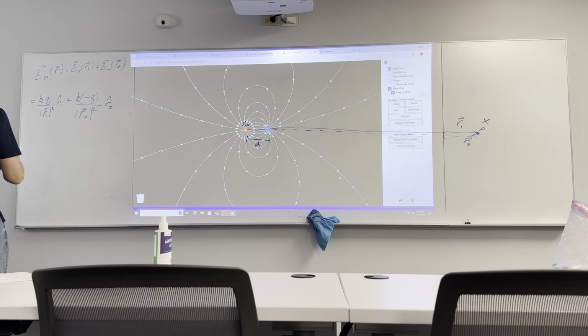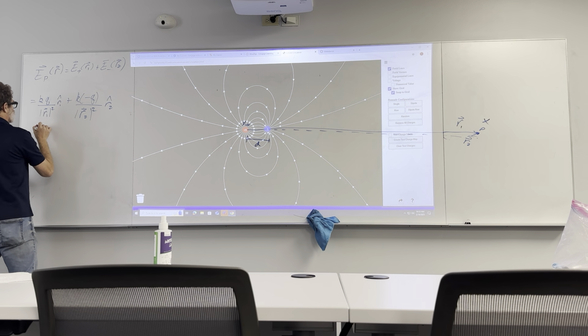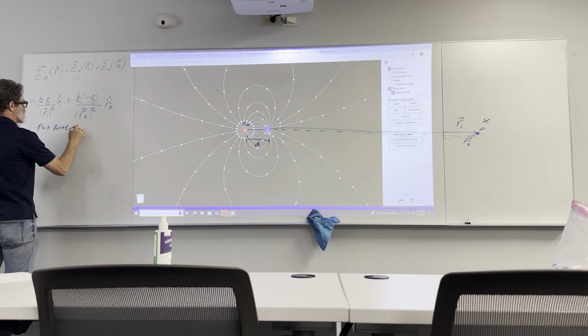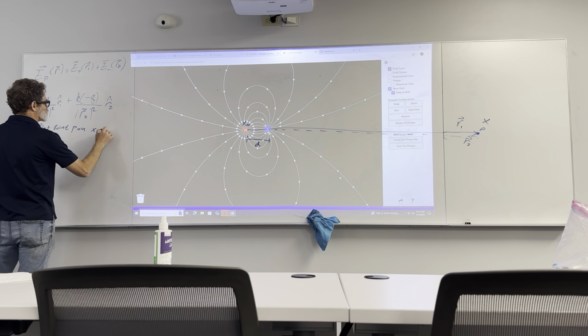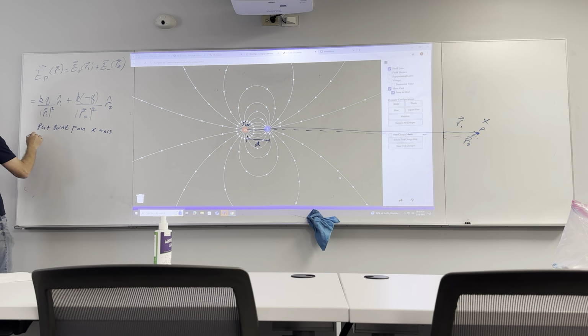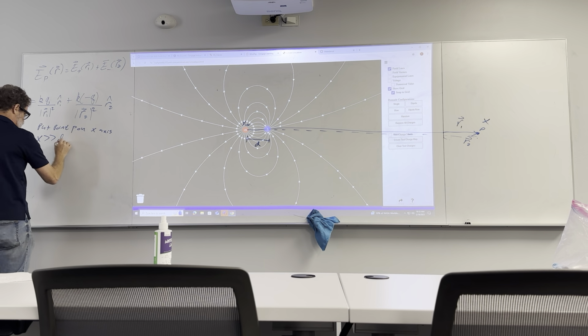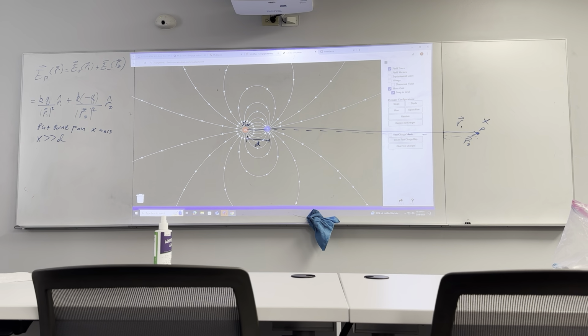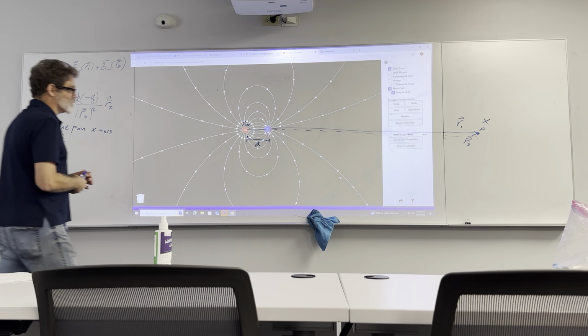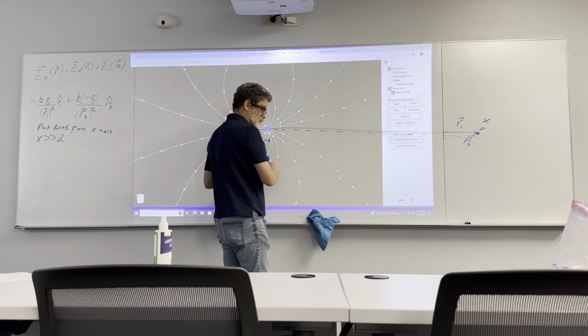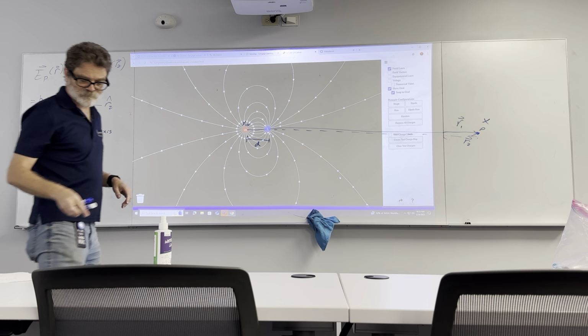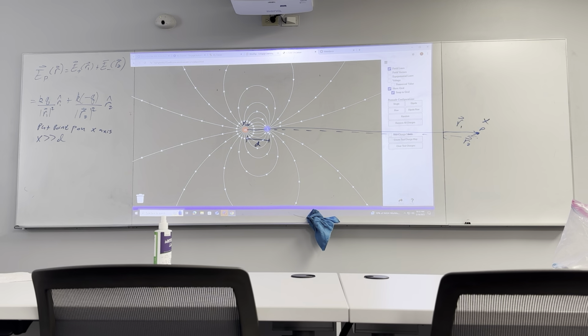Okay, so when I do that, put point P on the x-axis, and I want to put it far away. So I want x to be much bigger than D. Right? So this x is very big compared to the dipole. Okay, if I do that, let's go ahead and put that information into my formula.